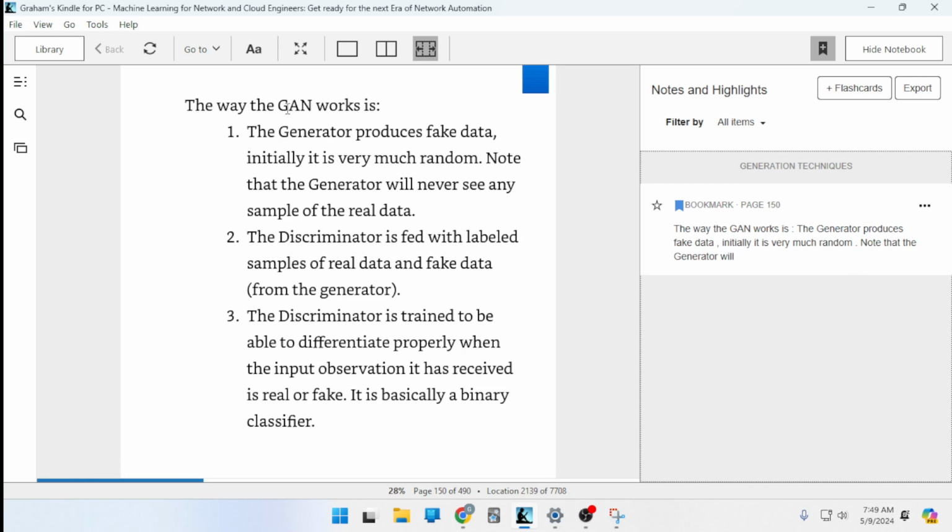The way the GAN works is, number one, the generator produces fake data. Initially, it is very much random. Note that the generator will never see any sample of the real data.